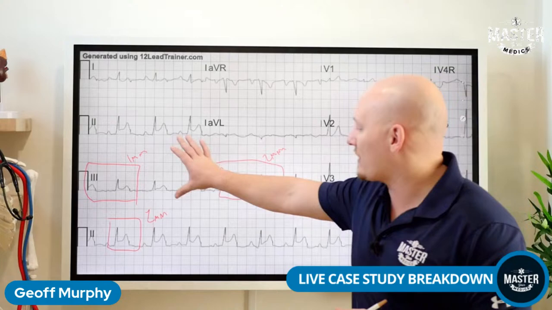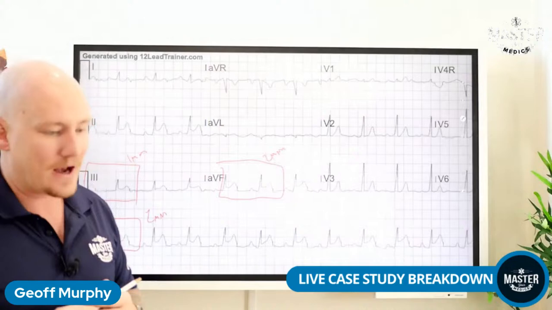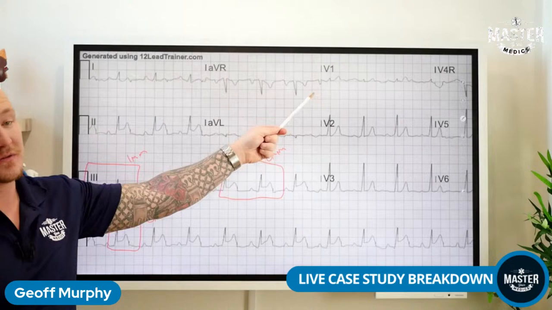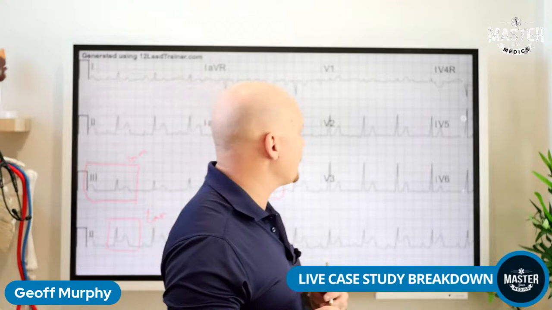There's actually another lead that I like to look at in an inferior MI when I'm suspecting it, which is actually not V4R. It's another one, and we're going to talk about that in a moment as well. But you guys are correct. You're looking at the same stuff I am. You see elevation in 2, 3, aVF. That's the easy part of this ECG.